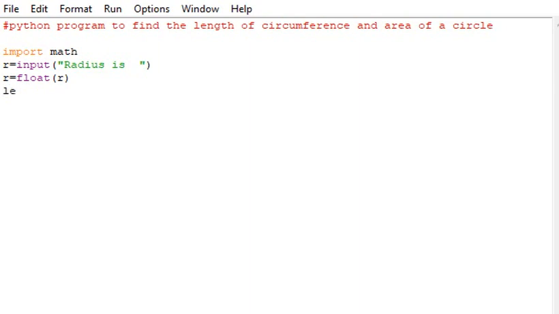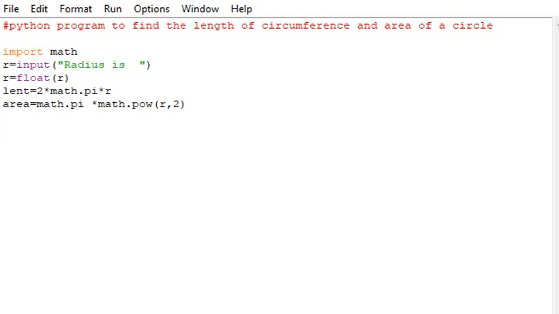The formula to find the length of the circumference is 2 times pi times r, so circumference is equal to 2 times pi times r. After that we find the area of the circle, which is pi r squared. So area is equal to the constant pi, and we use the math function to raise r to the power of 2. Now it has been raised.